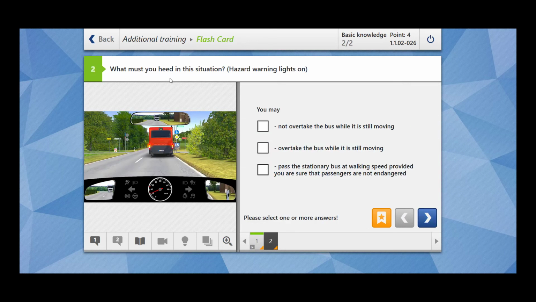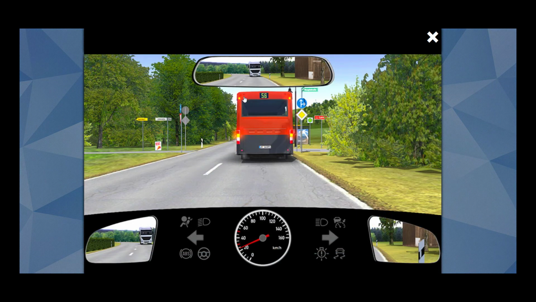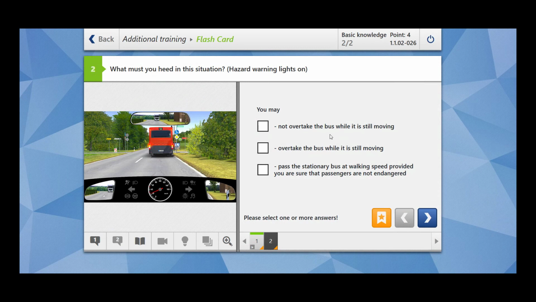What must you heed in this situation? Hazard warning lights are on. So what we see, there is a bus stop and hazard warning lights are on. And behind us, there is a truck. You may not overtake the bus while it is still moving. Important to remember, if a bus is moving, hazard warning lights on, you cannot overtake the bus. So this is correct.